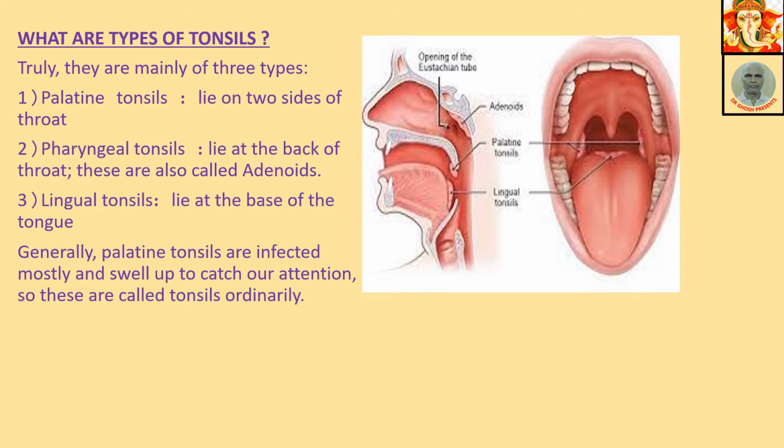What are types of tonsils? Truly, they are mainly of three types. Palatine tonsils lie on both sides of throats. Please simultaneously look at the picture. Palatine tonsils, these two palatine tonsils. Number two, pharyngeal tonsils lie at the back of the throat. These are also called adenoids.